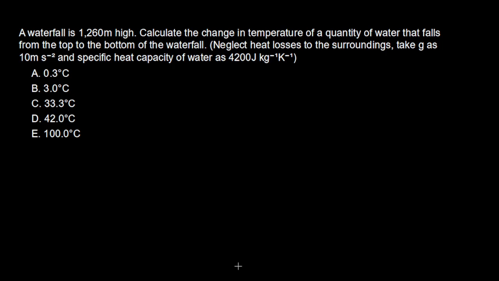Take g as 10 meters per second squared and specific heat capacity of water as 4,200 joules per kilogram per Kelvin. Now, this question is talking about a conversion of energy. Energy being converted from one form to another. Okay, energy is transformed in this case from potential energy to heat energy.